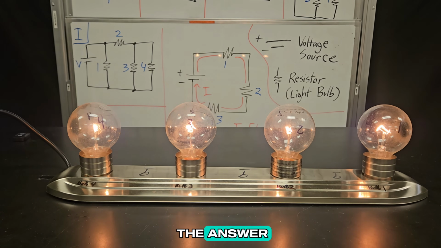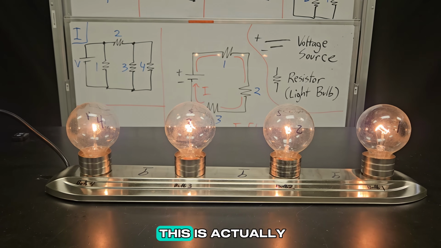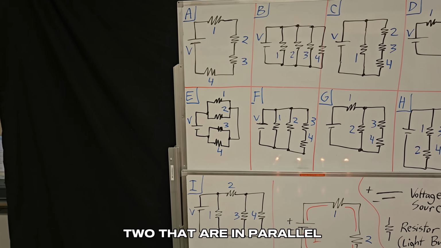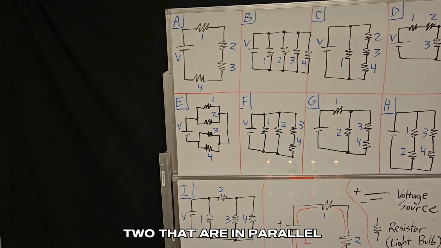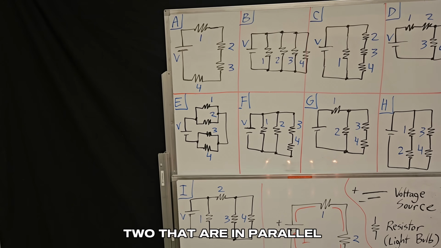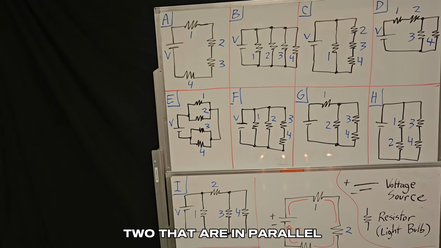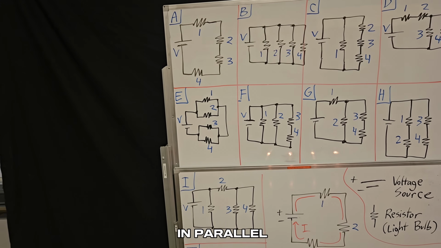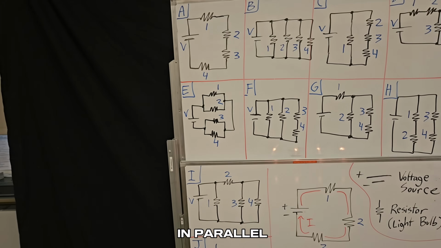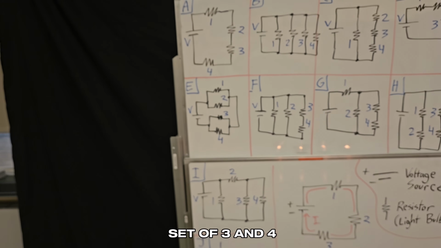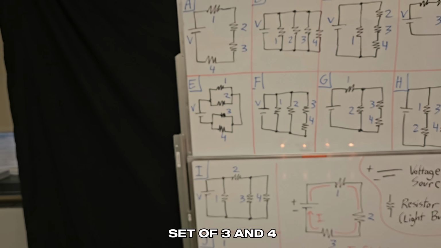Okay, so what is the answer? It turns out that this is actually station E. So if you look at E, it's a very interesting setup where you have 2 that are in parallel, and that set of 2 is actually in series with another set of 2 that are in parallel. So in other words, 1 and 2 are in parallel, 3 and 4 are in parallel, and the set of 1 and 2 are in series with the set of 3 and 4.